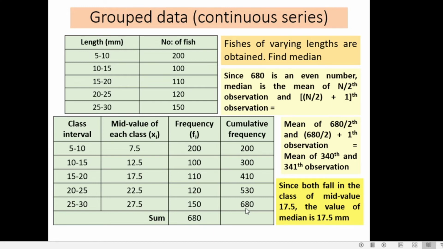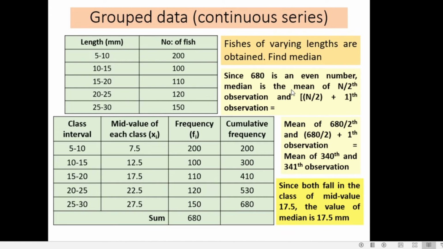And 5 is 10 by 2 and 6 is 10 by 2 plus 1. So this is how we calculate the mid values for an even number of observations. Since 680 is an even number, for the median there will be two values which come in the center. They will be the 680 by 2th observation as well as the 680 by 2 plus 1th observation.